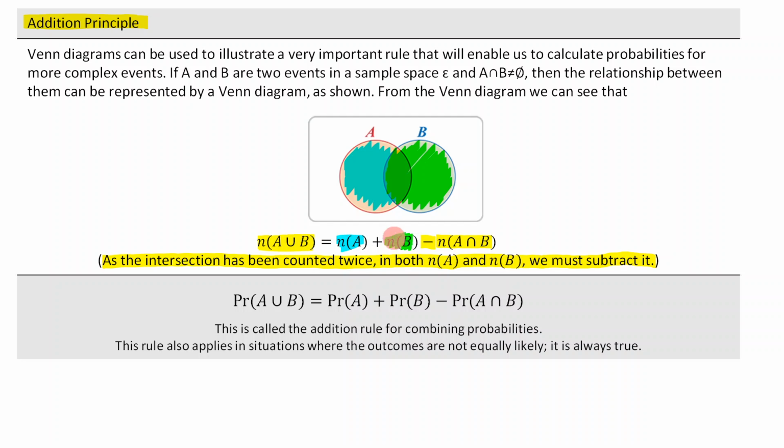Now, this doesn't just account for things like the number of elements, it also applies for probability as well. So the probability of A union B is equal to the probability of A plus the probability of B minus the probability of the intersection. This is called the addition rule for combining probabilities. This rule also applies in situations where the outcomes are not equally likely. It is always true.